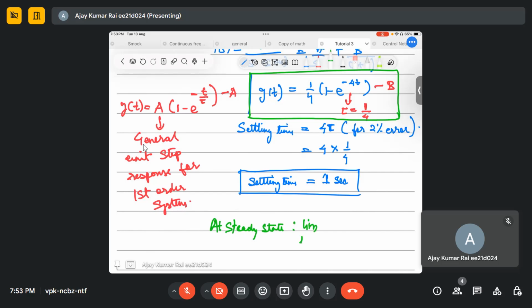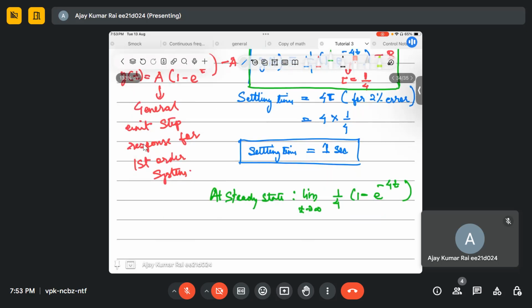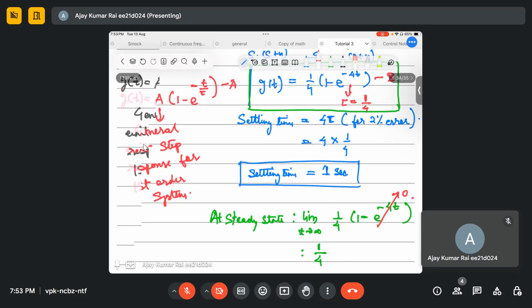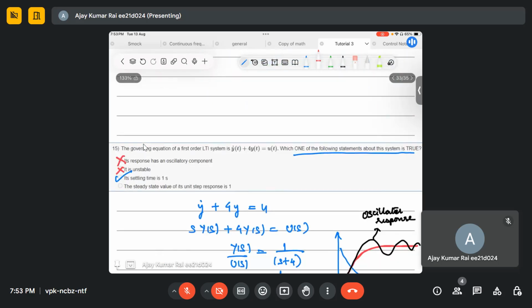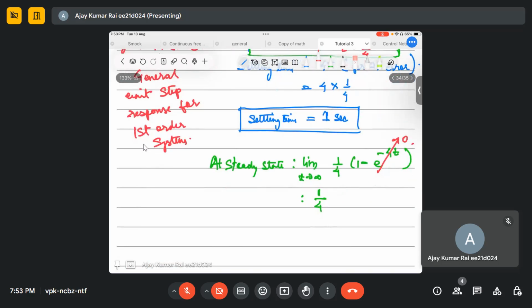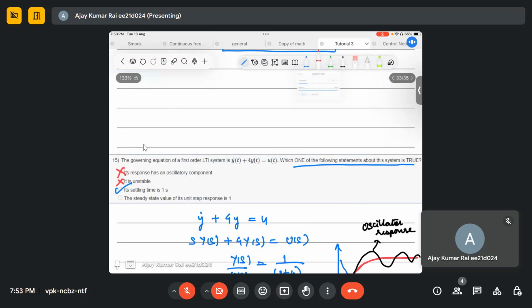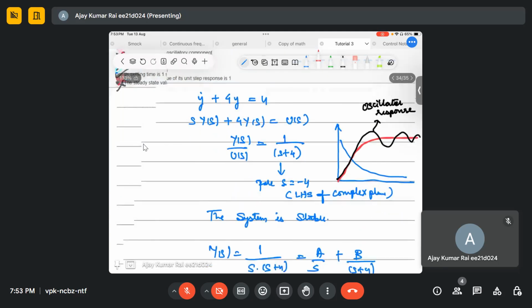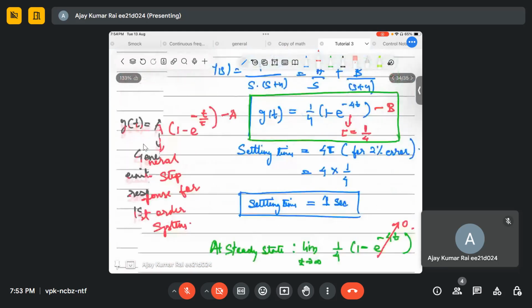You have to find this out. With e to the minus 4t, what will you do? The answer will be 1 by 4, because this term will go to 0, right? So at steady state, the value of its unit step response is not equal to 1. It is equal to 1 by 4. So this statement is also wrong. Any doubt in this question?